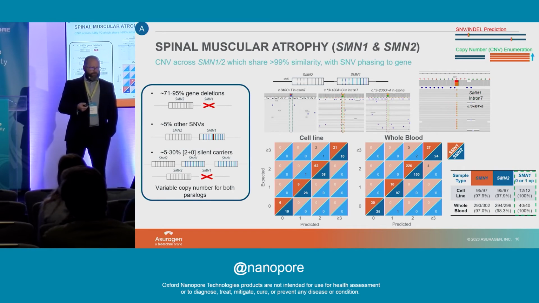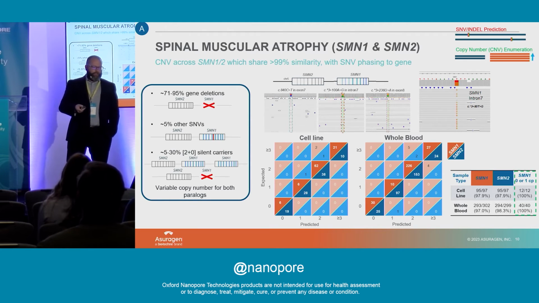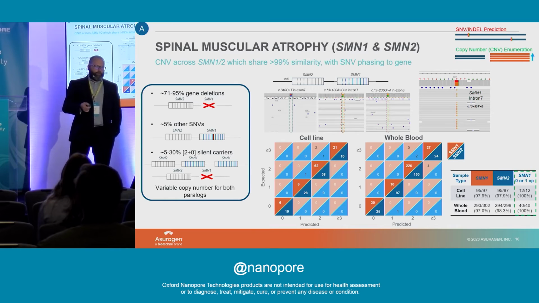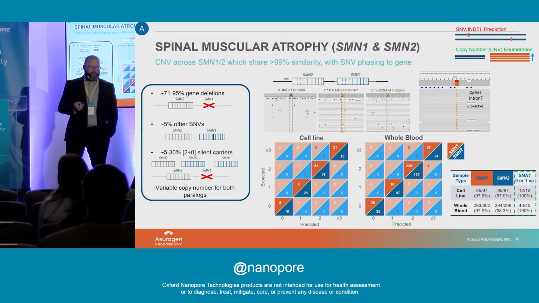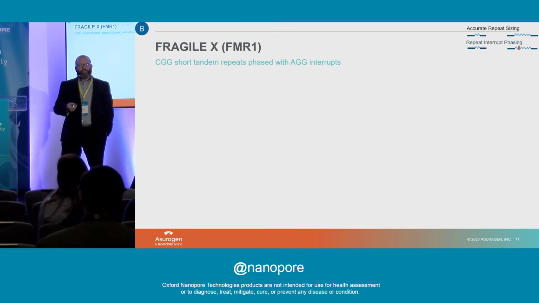So again, for copy number of SMN1, 0 or 1 copy, 100% effective in cell lines and in whole blood. For other copy numbers, 2, 3, 4, it drops a little bit, but still above 97% across the board. So getting a little bit more complicated, we can do repeat sizing.